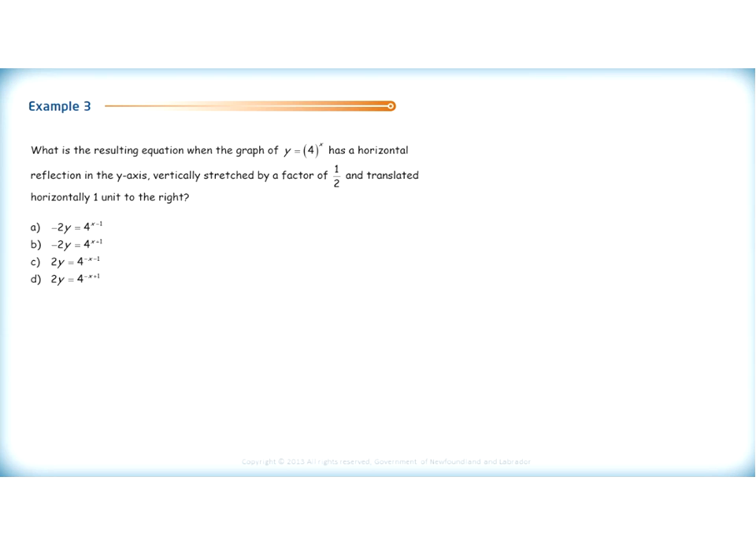Okay, the first thing you might want to consider here is rewriting each equation in the form y equals. So I would rewrite this as y equals, get rid of the -2 by multiplying both sides by -1/2. So I have -1/2 times 4 to the x subtract 1. Here will be y equals -1/2 times 4 to the x plus 1. The third one here would be y equals 1/2 times 4 to the negative x subtract 1.